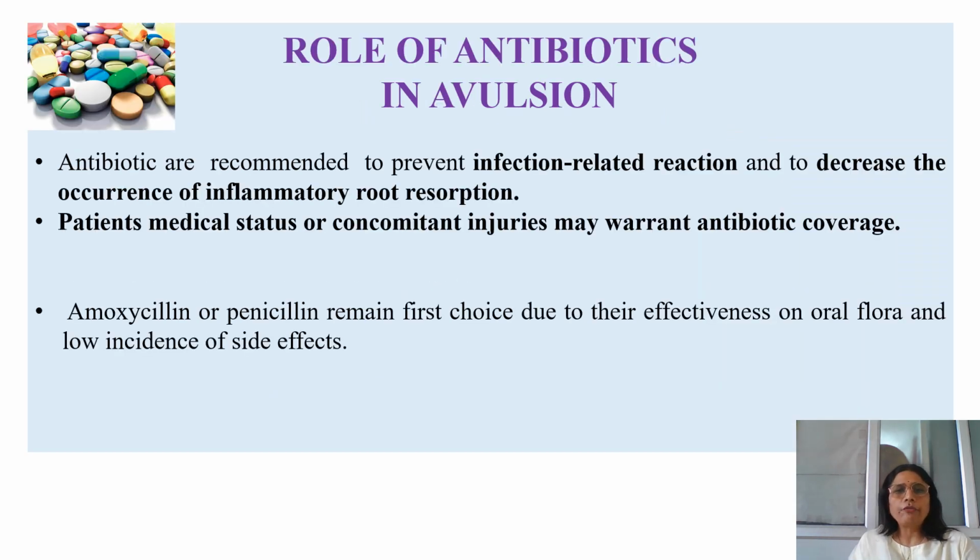Now, what is the role of antibiotics in avulsion? Antibiotics are recommended to prevent infection-related reactions and to decrease the occurrence of inflammatory root resorption. Sometimes antibiotics are given because of the patient's medical condition or concomitant injuries. In that case, antibiotic coverage is necessary. Amoxicillin or penicillin remains the first choice because of their effectiveness on oral flora and low incidence of side effects.